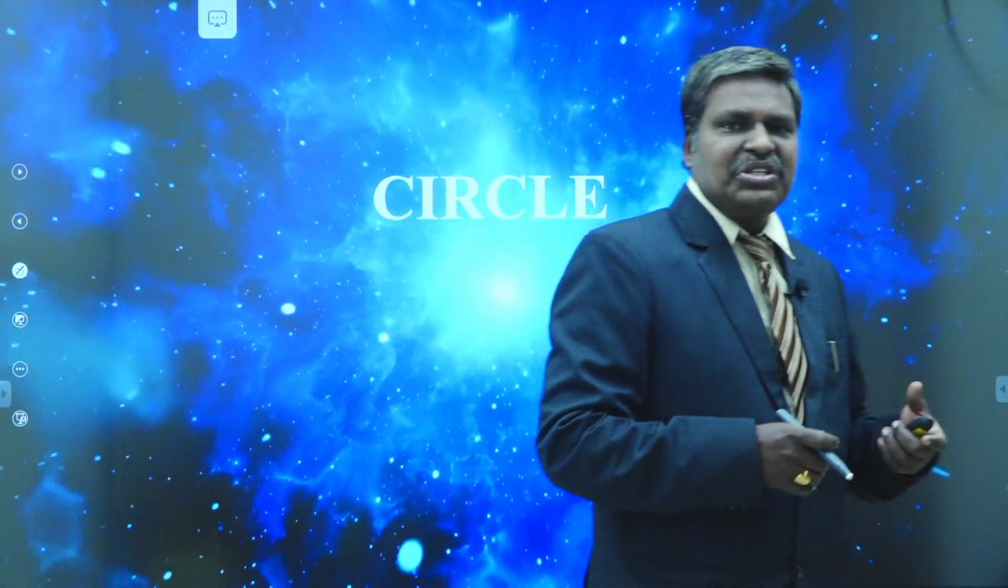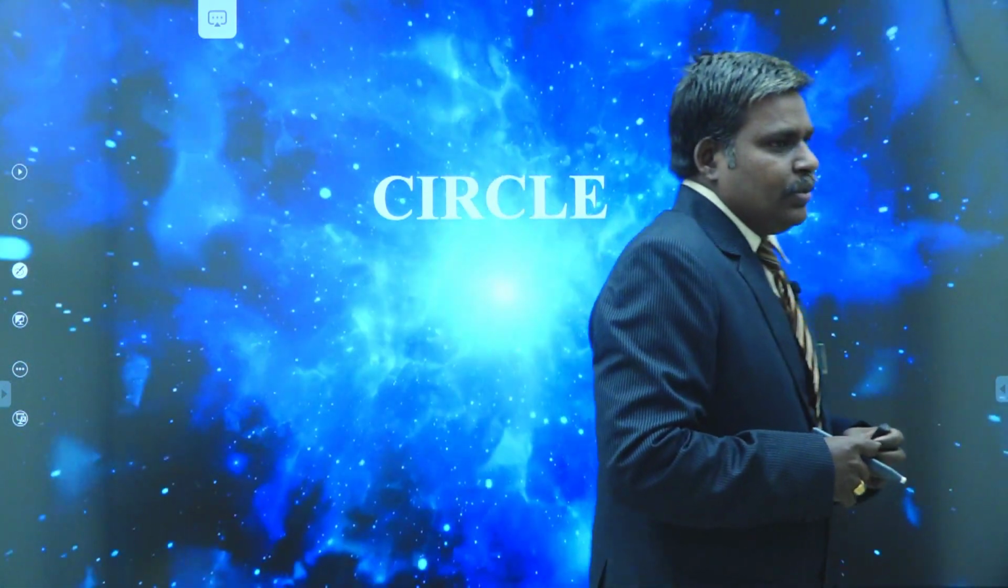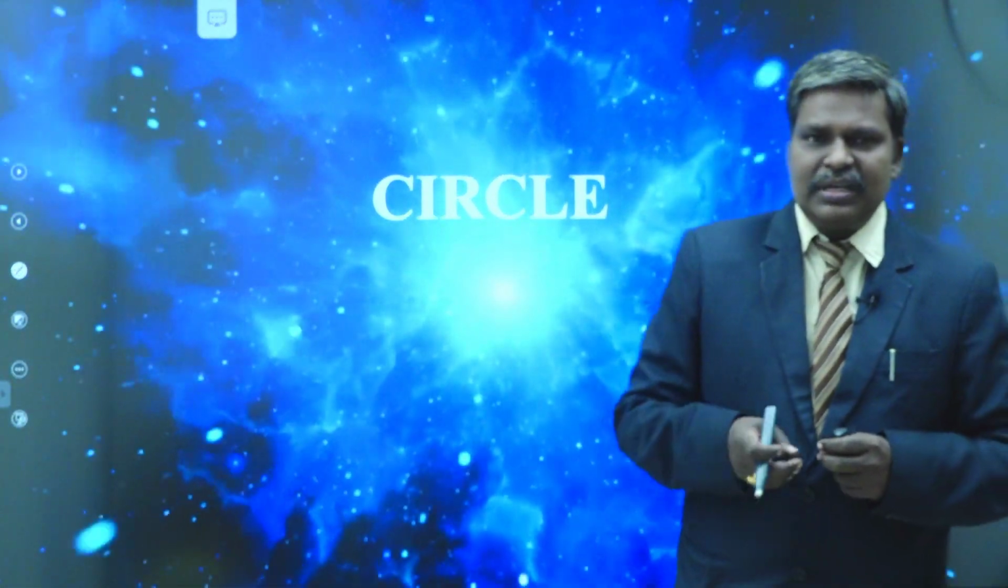Already we have seen the theorem related to the combined equation of the pair of tangents drawn from an external point to the circle S equal to 0. If your point is P(x1, y1), then S1 square is equal to S into S11 is the combined equation of the pair of tangents drawn from that point to the circle. And we have discussed some of the problems related to them.